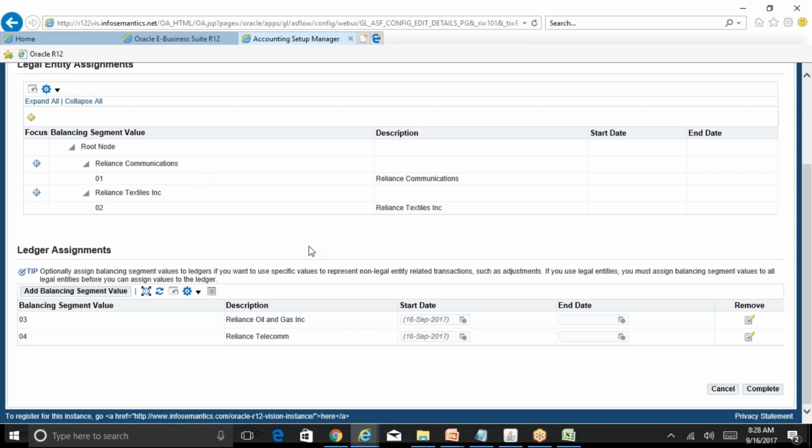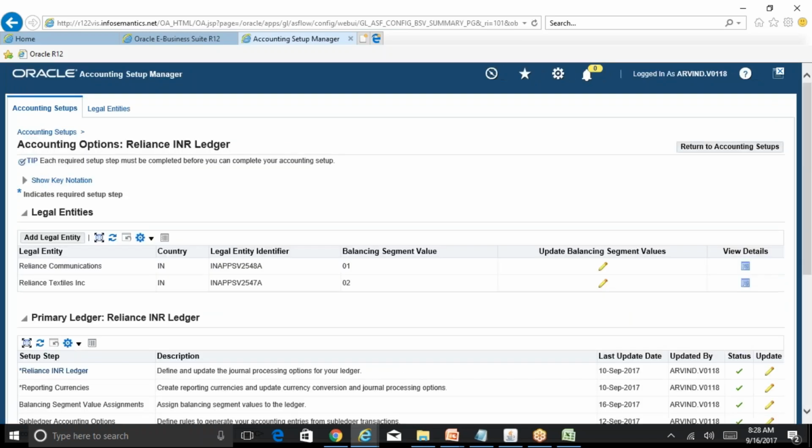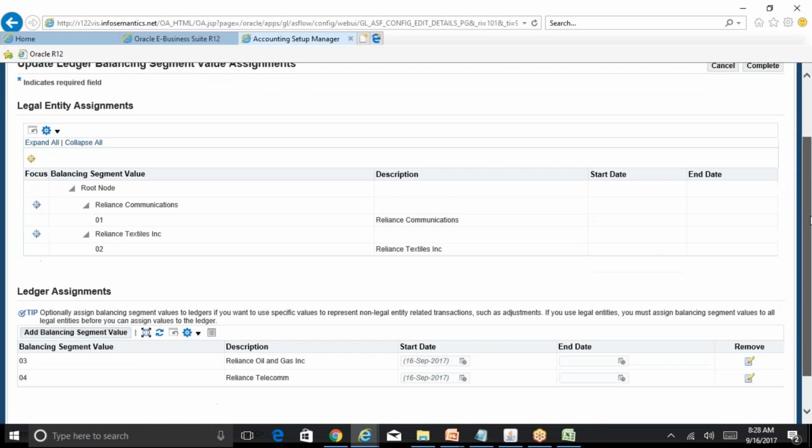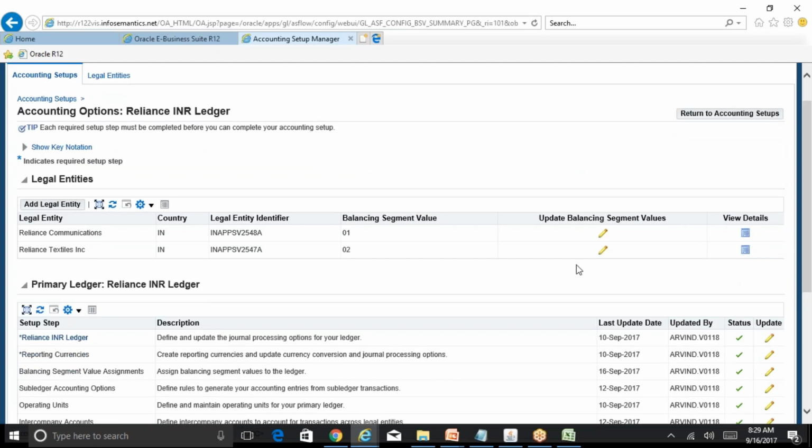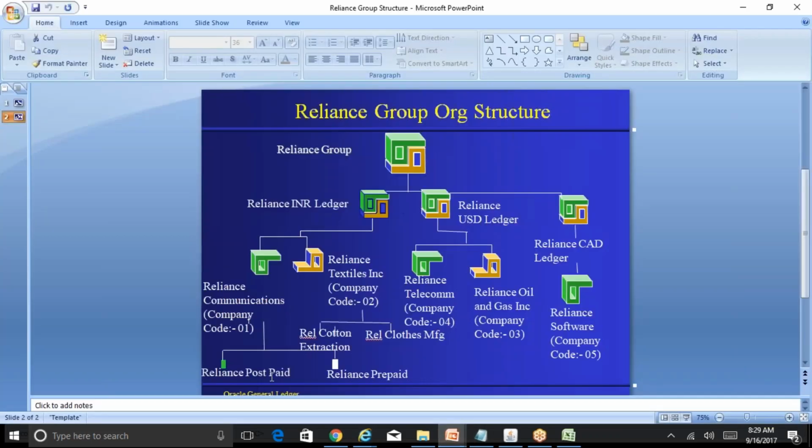So remember, whatever the legal entities. Okay, I'll explain the significance. I understood your question. If you go to the balancing segment value assignment, yes, you are right. Ideally, 01, 02, 03, and 04 all are under the INR ledger. But the significance would be if you start using the subledgers. When you go for AP, the data will be stored at an operating unit level and it will be linked to a legal entity. So taking this as an example, Reliance Postpaid is one operating unit. Reliance Postpaid is linked to the Reliance Communication legal entity.